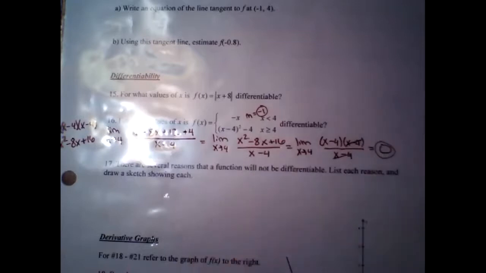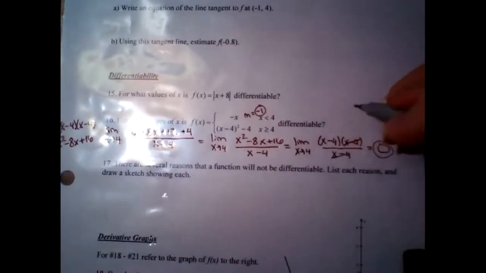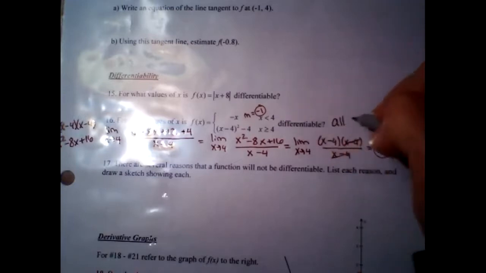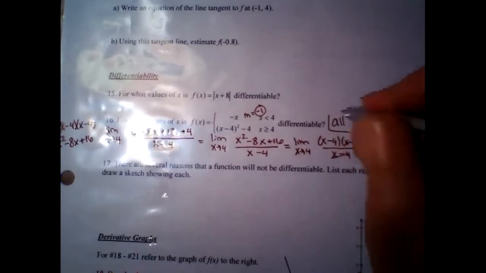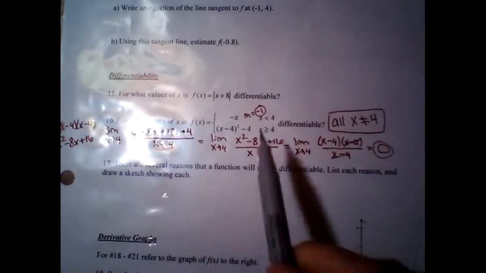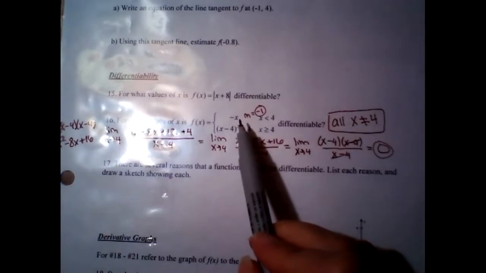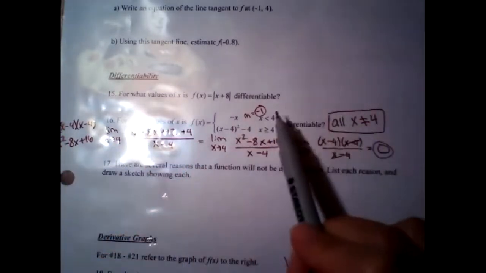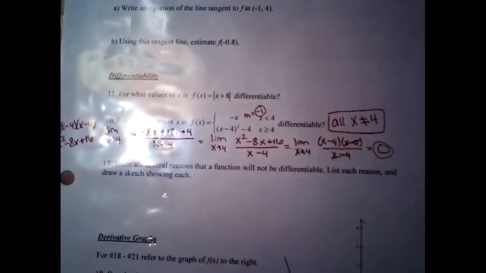So where is this function differentiable? Everywhere else except for 4. So all x except for 4. And again, it's really difficult to be differentiable with a piecewise function. Continuity is easy. You can just make them meet up. It's really hard to get those slopes to be equal.